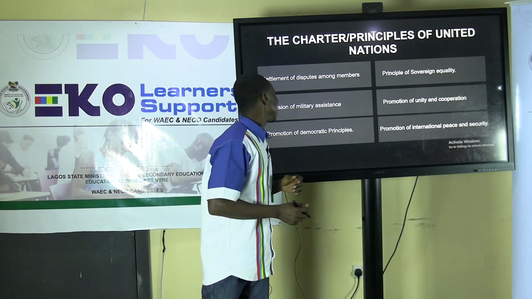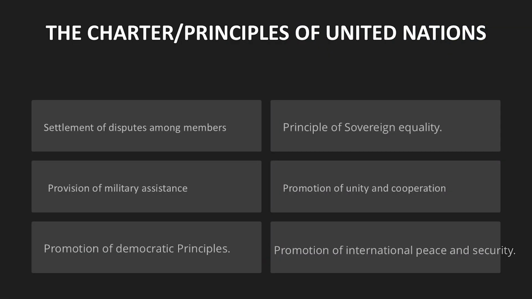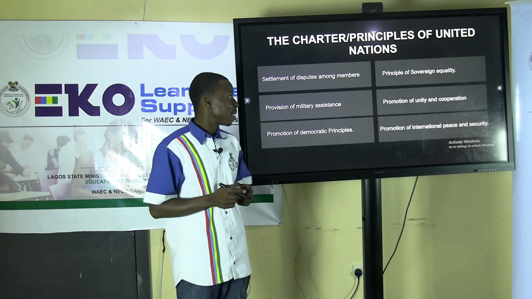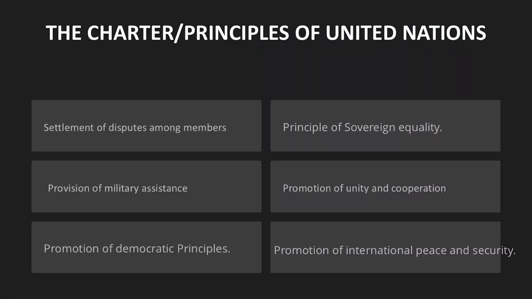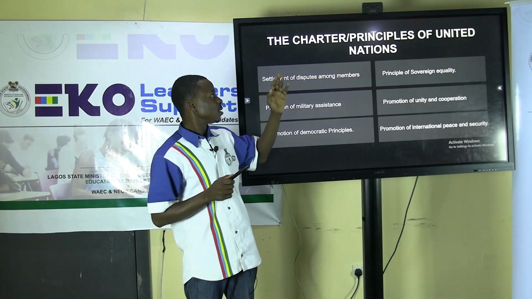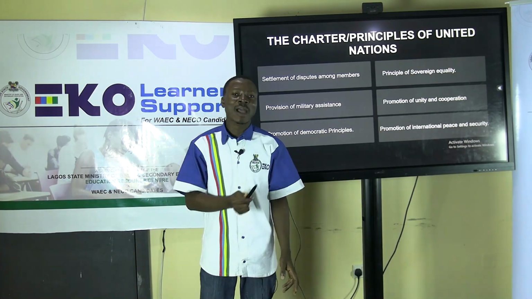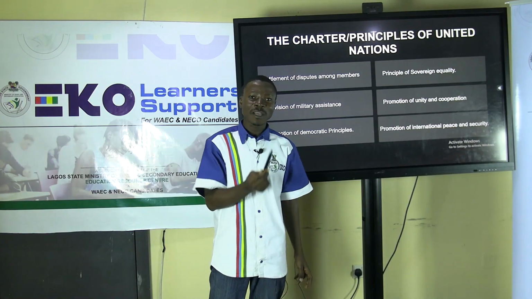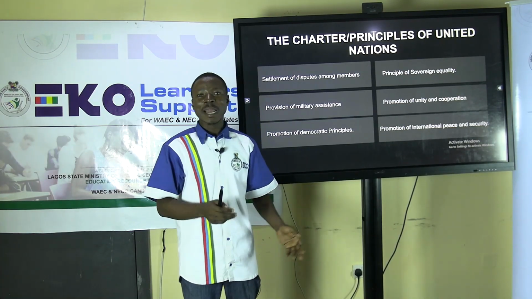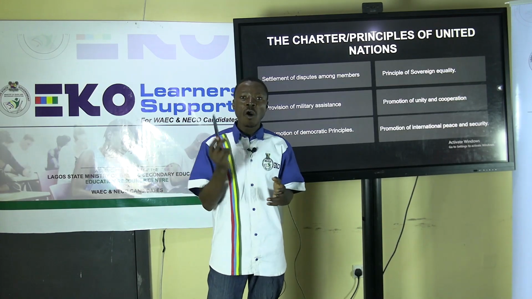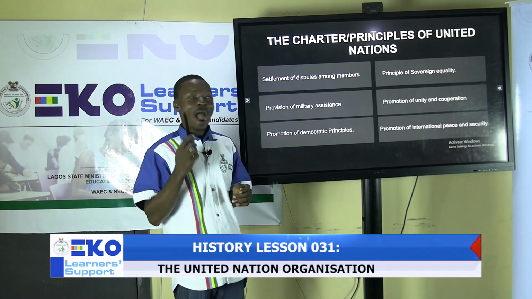The first one is the settlement of disputes among members. It is important to know that one of the principles of the United Nations is to settle disputes amicably among member states. Also, the sovereign equality of all nations. The United Nations upholds the equality of all nations. In as much as you are independent and have sovereign government over yourself, you are equal, whether you are small, whether you have a large territory, or whether you have a small population. They believe that all countries and all nations around the world are equal.